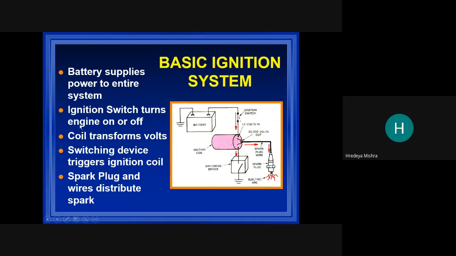The ignition switch turns the engine on or off. The coil transfers the voltage. The switching device triggers the ignition coil. Spark plug and wire distribute the spark.